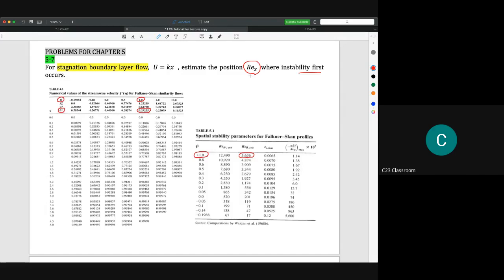Another thing that you should know is about the symbol of Rex here. Rex here means the Reynolds number. So Re means Reynolds number, and X here means the calculation is based on X distance, X length. So X means the length of a plate here. So this is X. The Reynolds number is rho UX over mu.